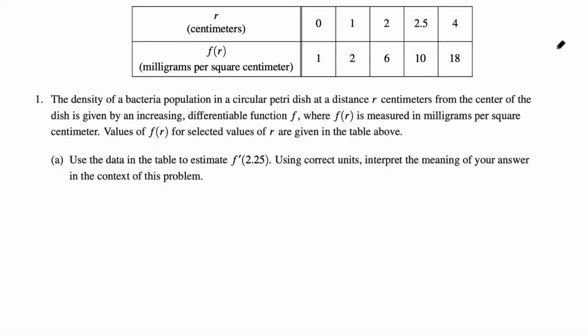So in this question, we're asked to use the data in the table to estimate the slope at 2.25. To estimate the derivative, we're going to use the two closest points on the table to approximate by using the average rate of change. So how should we answer?